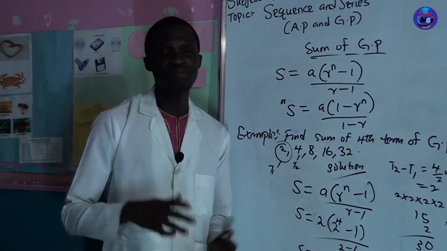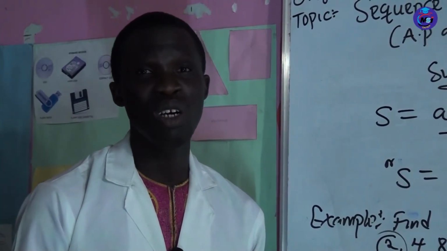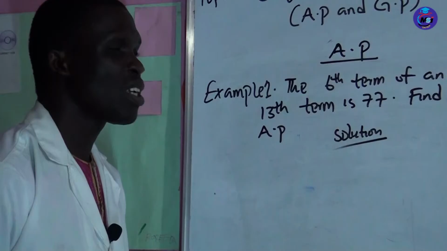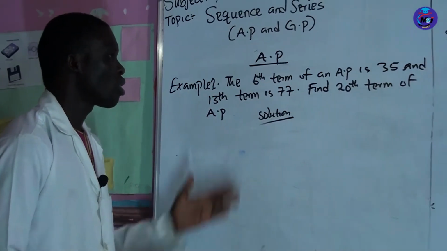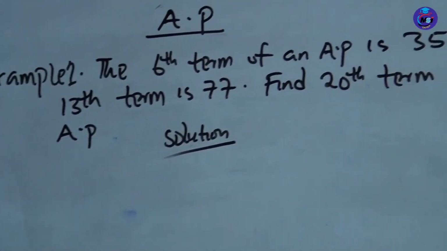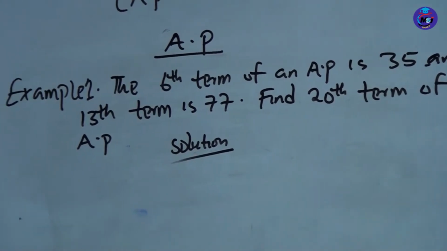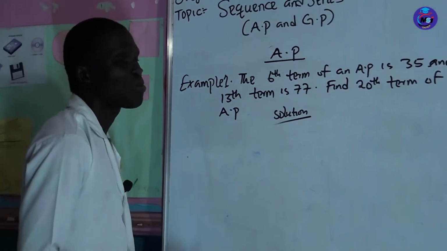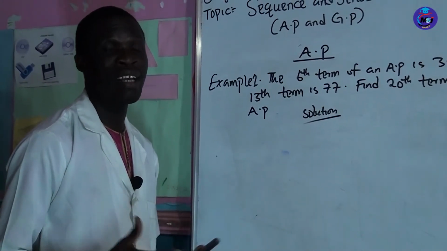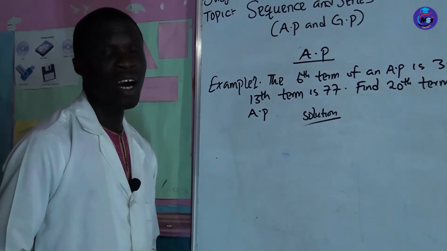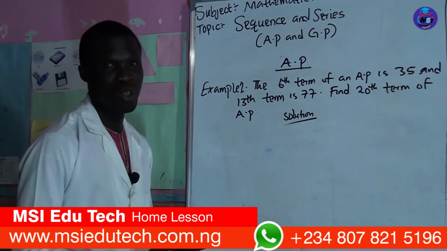Okay. Now, before we go to the next topic, I'm going to give you some examples that you might eventually see in your exam. In case you come across a question like this, how can you attempt it? The sixth term of an AP is 35 and the 13th term is 77. Find the 20th term of the AP. Okay. Now, what are we going to do? This will lead us to simultaneous equation, and that was why I encourage and advise you to get the third module of junior secondary school. I explained everything about simultaneous equation over there.